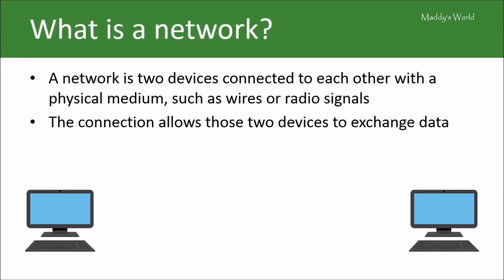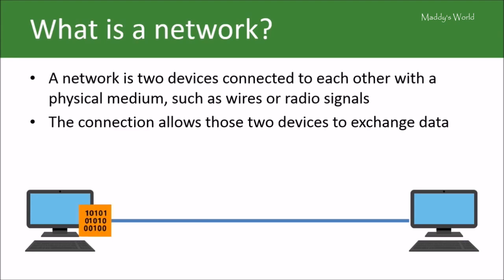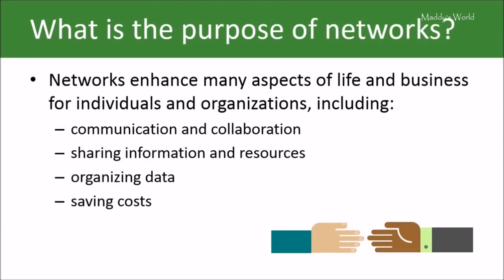So first, what is a network? A network is just two devices that are connected to each other with a physical medium, like a wire cable or a radio signal. This picture here is just a wired cable, like an Ethernet cable. The connection allows two devices to exchange data back and forth. So there we have some data moving across, some binary there. We'll talk about binary in a little bit.